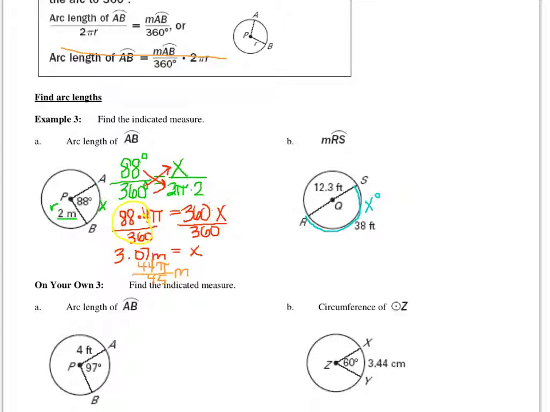Now, looking at the information given, this 12.3 feet is actually referring to this little side right here. And it should be a little bit more clear, but it's not, so I'm telling you that right now. So we know the radius.